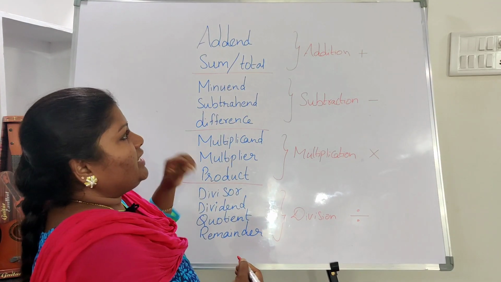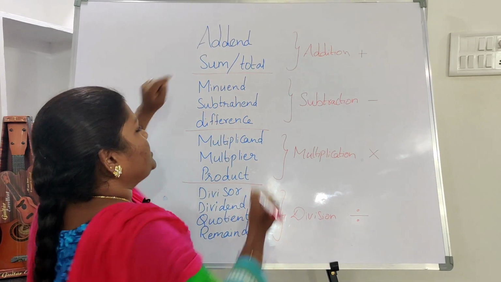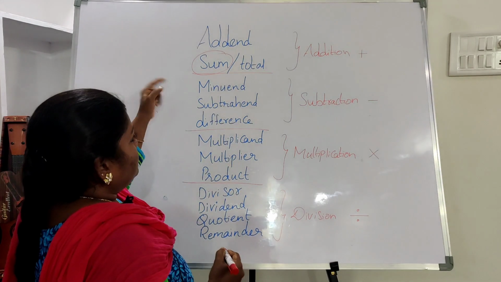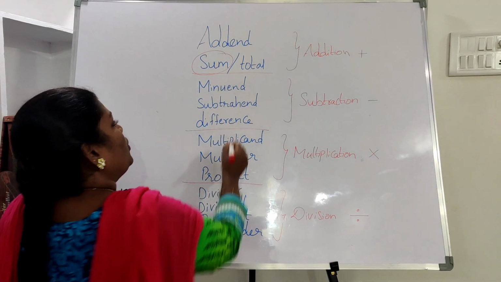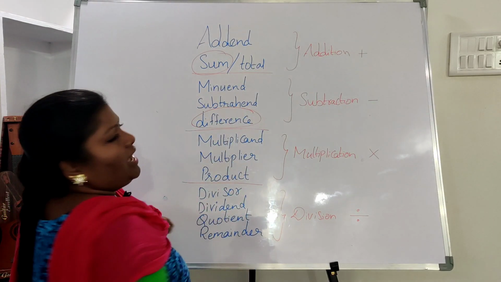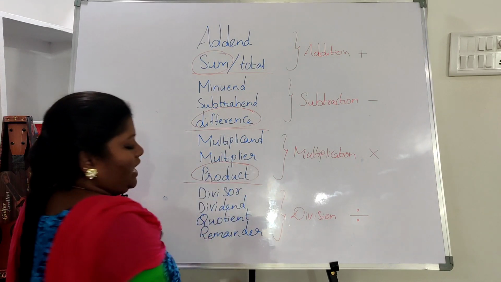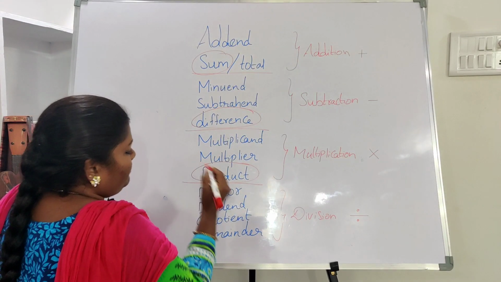I repeat once again, the main terms: the result of addition is called sum or total, the result in subtraction is called difference, the result in multiplication is called product, and the result in division is called quotient.